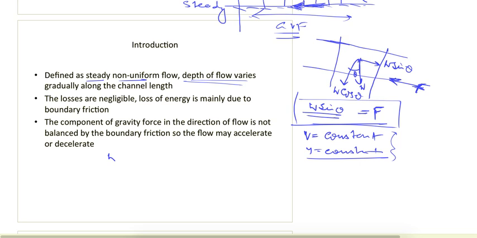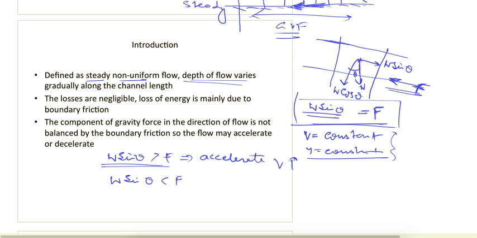So it may happen that W sin theta becomes greater than F, or less than F. If it is greater than F, it means the driving force is more and the resisting force is less, so the flow will accelerate. If the flow is accelerating, the velocity will increase, and for the same discharge, if velocity is increasing, the depth will decrease. So we will get a gradually varied flow profile in which the depth is decreasing.